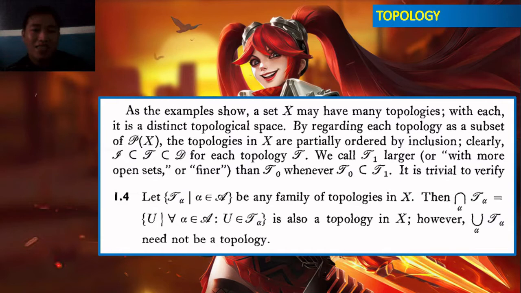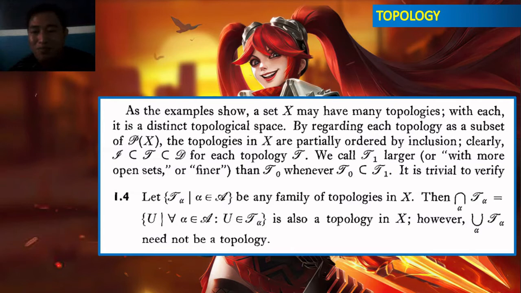Okay, as the examples show, a set X may have many topologies. The earlier X, with elements a and b, had four topologies. So with each, it is a distinct topological space. These four are distinct, as in the example. Look at this one: there are nine topologies on X equals a, b, c. Actually there are more, because we can permute a, b, c. So there are many topologies on the set X equals a, b, c, and they are all distinct. Meaning none of them are the same.